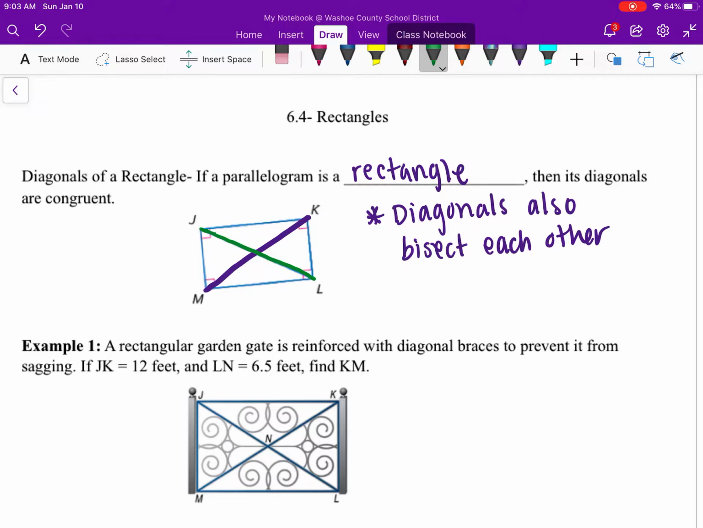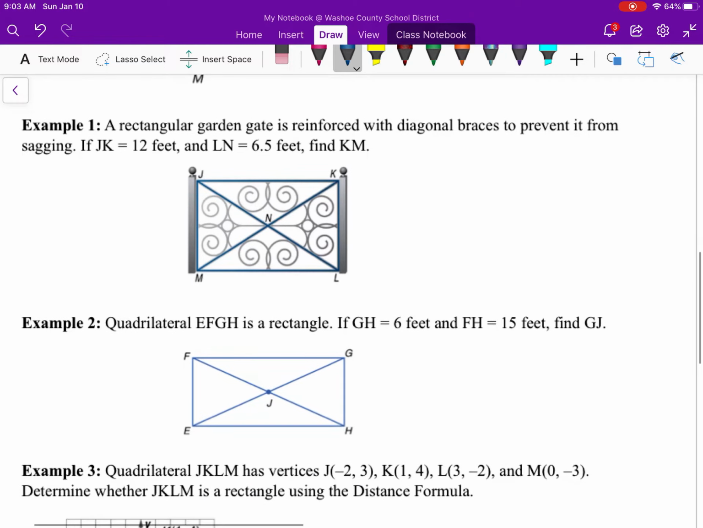Okay. And that's pretty much it, other than the diagonals being congruent. Other things that are special about a rectangle is that it's going to have 4 right angles here. Okay, so we know that right angles mean that they are going to be 90 degrees. Okay, so let's jump into examples.